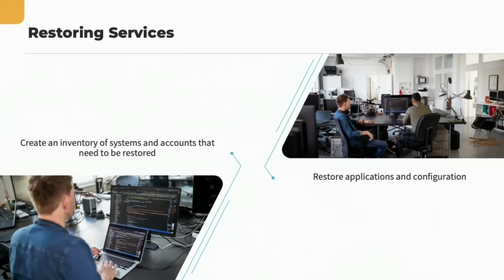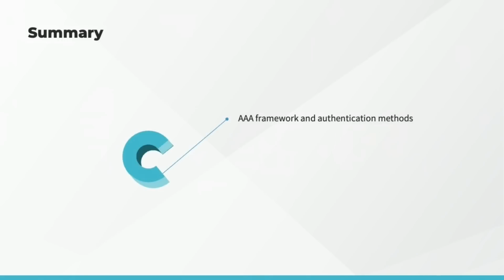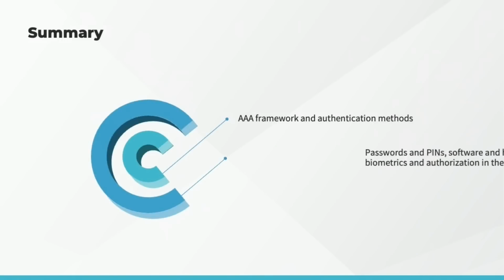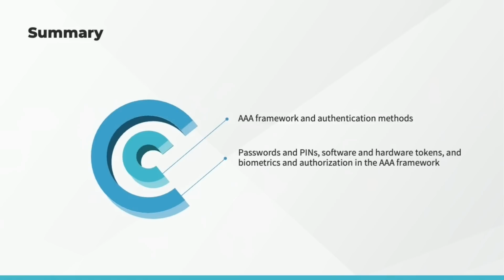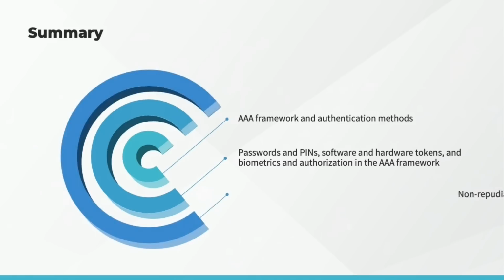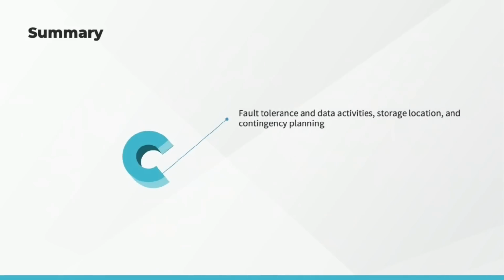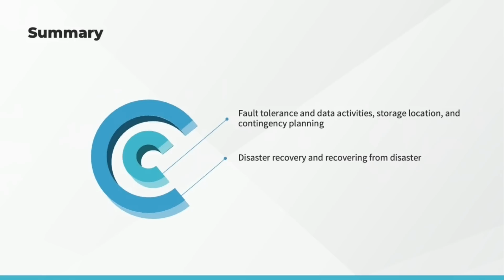So in this course, we've examined basic concepts surrounding authentication and disaster recovery. We did this by exploring the AAA Framework and Authentication Methods, passwords and PINs, software and hardware tokens, biometrics and authorization in the AAA Framework, non-repudiation, fault tolerance and high availability, fault tolerance and data activities, storage location and contingency planning, and understanding disaster recovery and the process of recovering from disaster.